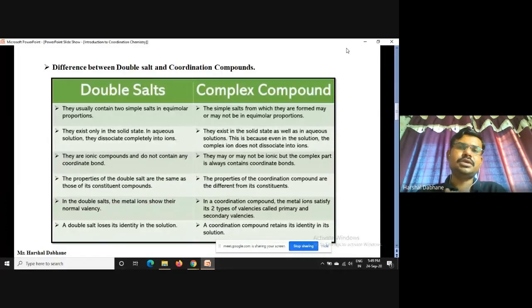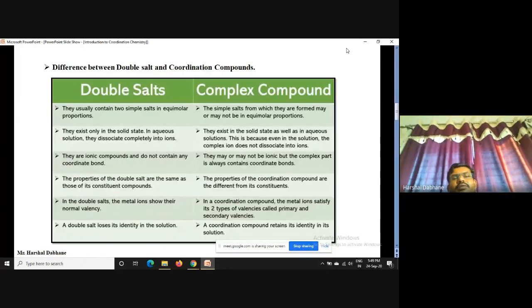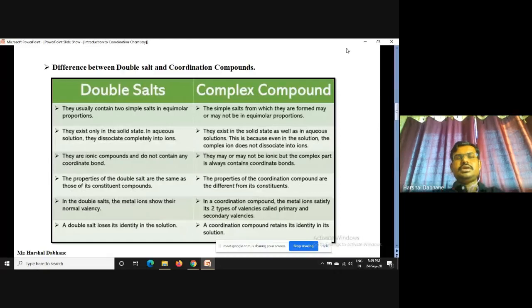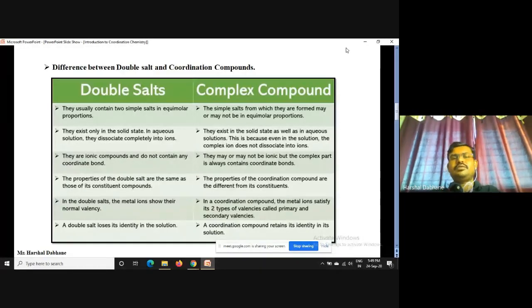In case of coordination complexes, they may exist in the solid as well as in the aqueous solution, so they do not lose their identity. Double salts are ionic compounds and they do not contain any coordinate bond. But coordination compounds may or may not be ionic; sometimes they are ionic and sometimes not, but they must contain a coordinate bond, as already told you.